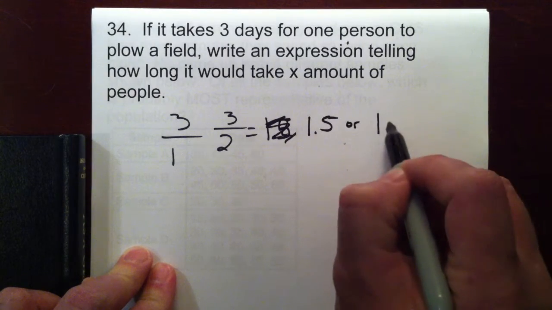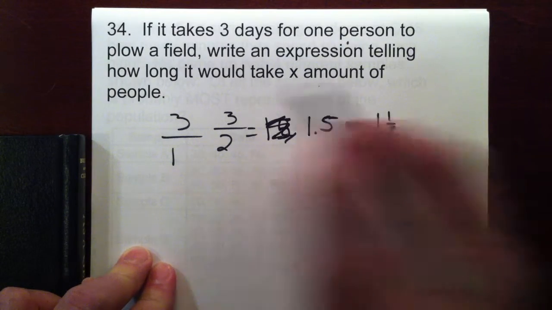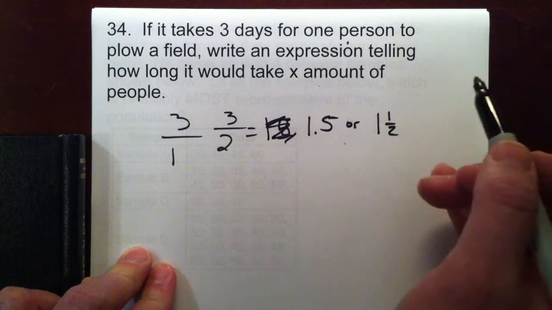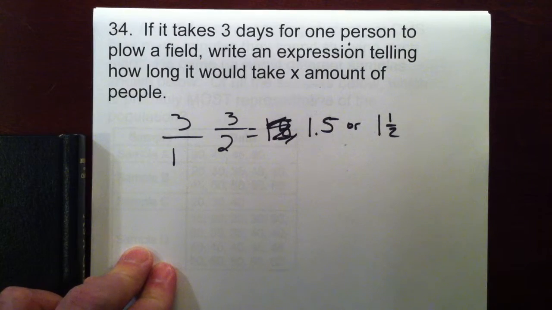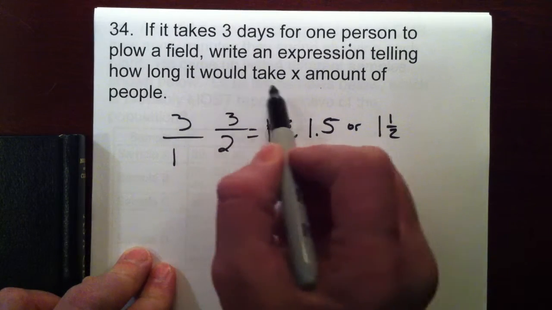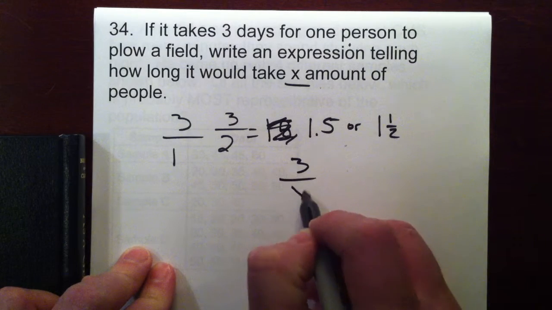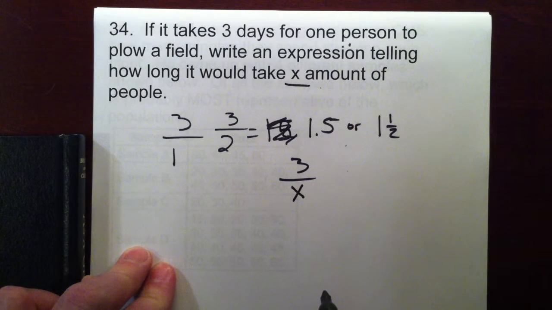Or 1 1/2. Well, we can continue this pattern for 50, 100, 5, however many people we wanted. But in order to represent how long it would take for X amount of people, we could do the same thing and just put 3 over X.